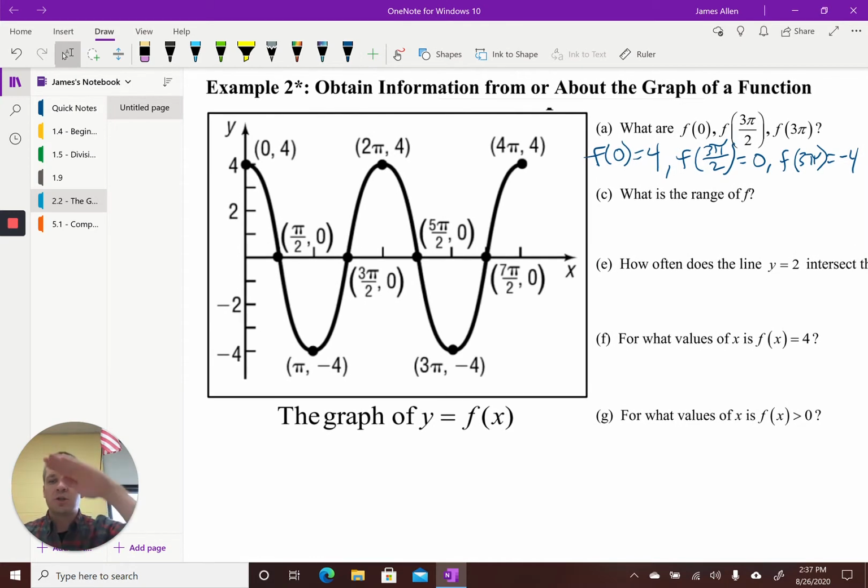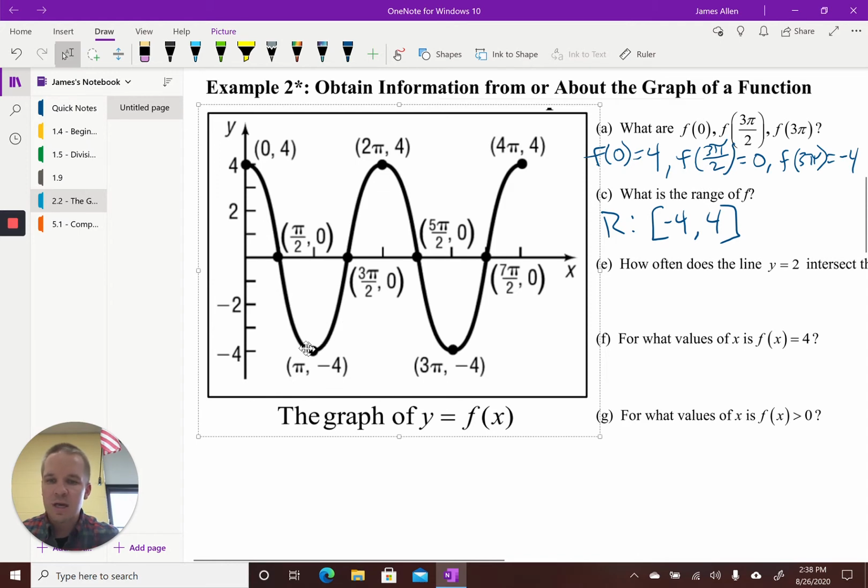All right? How about my range? Well, my range, it's fluctuating between -4 and 4, so my range is going to be from -4 to 4. And I am including those points. As you see, it does include that point. It's a solid dot there.